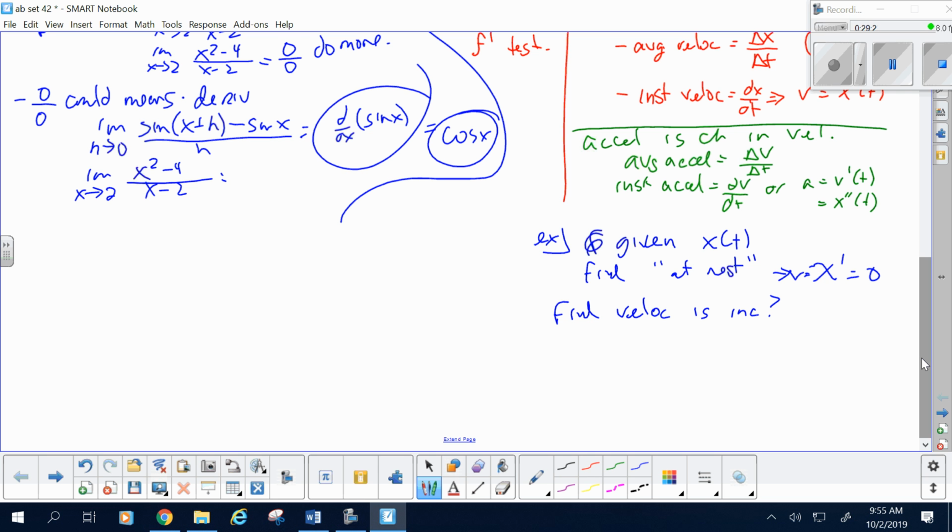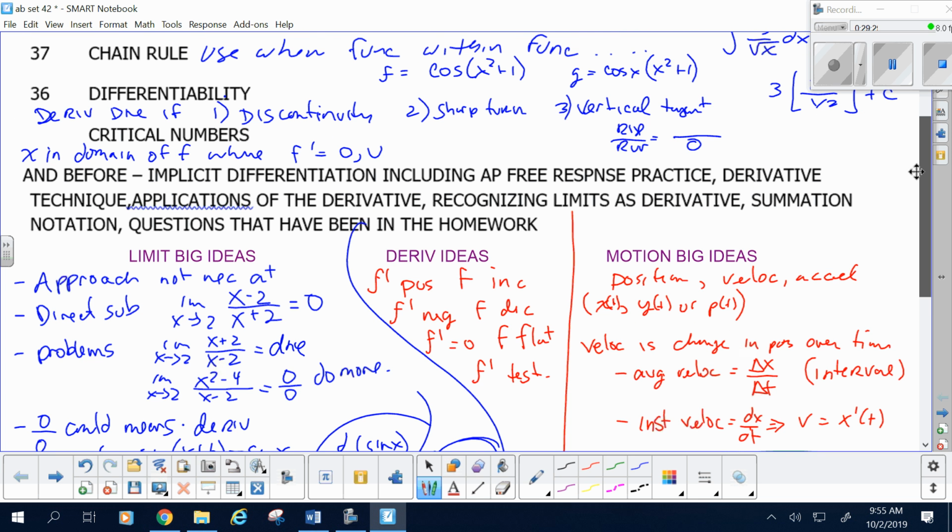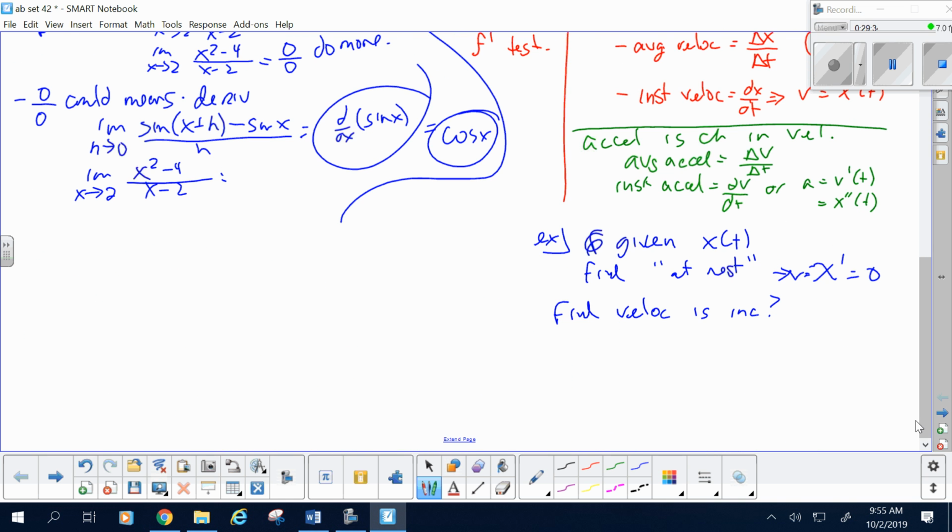Where f prime is positive. Okay, velocity is increasing if, this is a big idea of calculus, something is increasing if its derivative is positive. So if I want to know where velocity is increasing, then I need to know where velocity's derivative is positive, which means find when acceleration is positive. And so if I was given position, I'd have to take the second derivative to get acceleration, do a sign test, and then answer the question. You with me? A lot of thinking there. Each problem is different. You have to think on your feet. All right. Those to me are the big ideas that you'll see tomorrow.